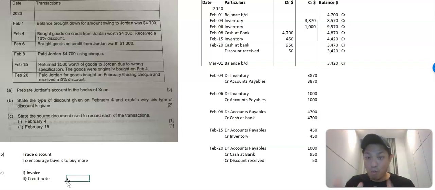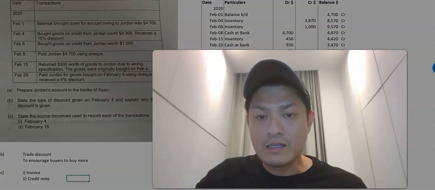Invoice tells you that you owe more, normally from the seller to the buyer, and a credit note is issued from the seller to the buyer saying that now you owe less because you have returned some goods that I've sold to you previously, or because the prices that I billed you before were too high, so now I'm giving you something lesser. All right. Okay, so that's it.